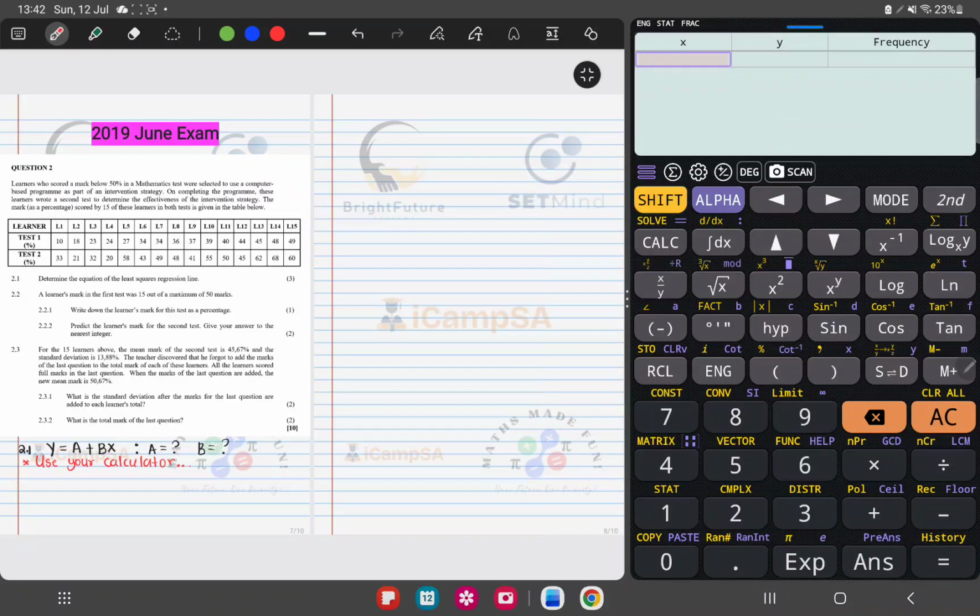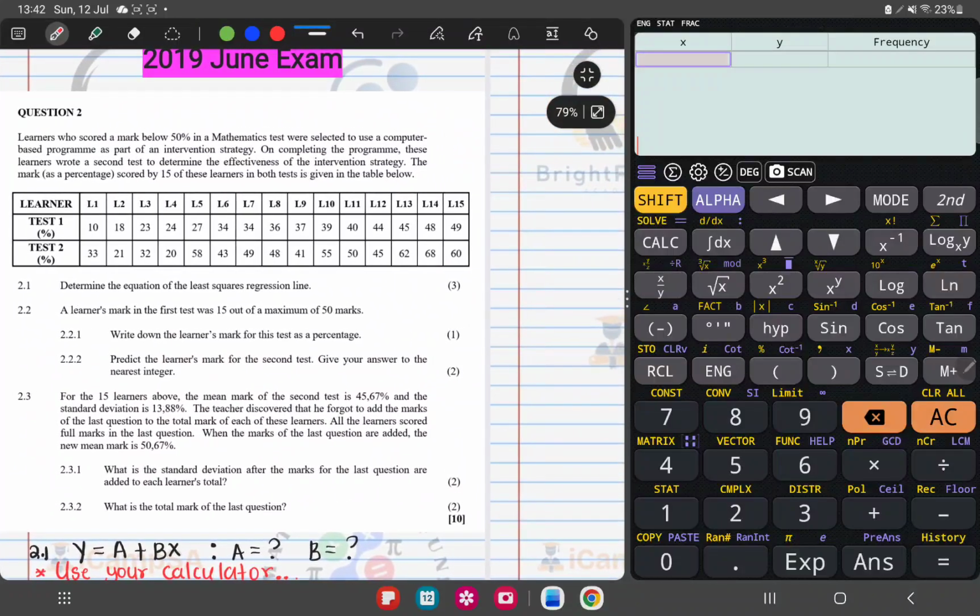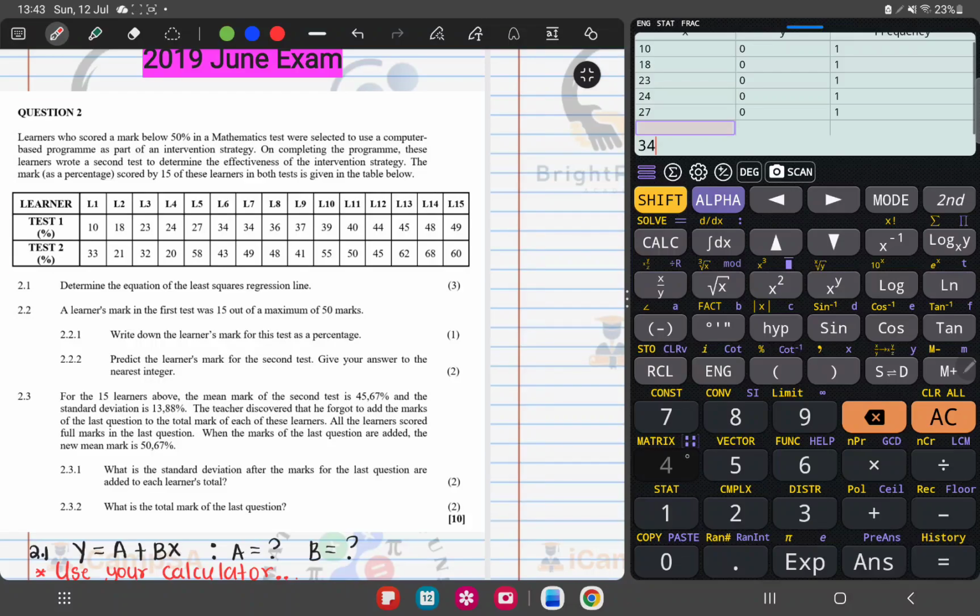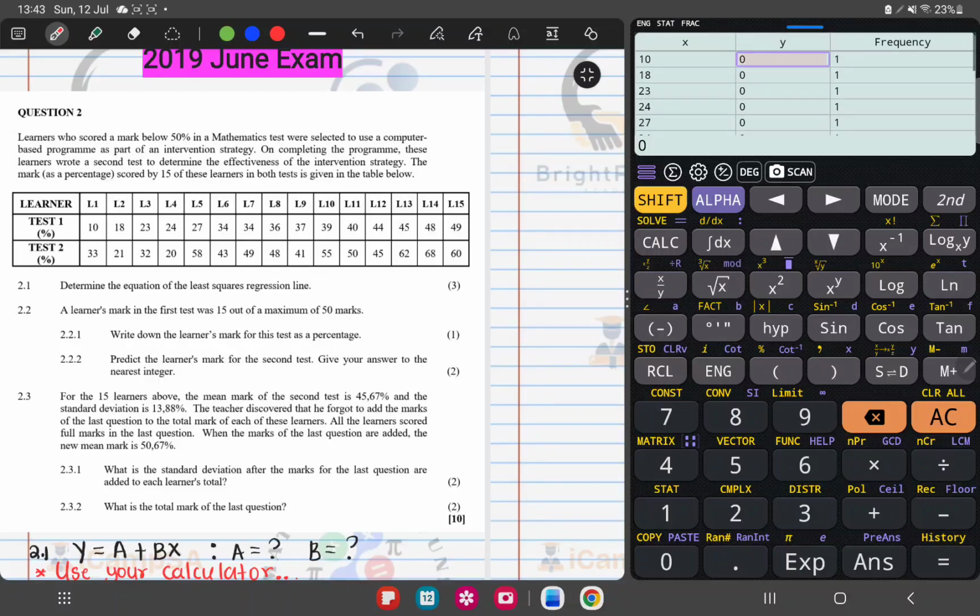So I'm going to remove this and I'm going to try and put in this data here. So I'm going to have a 10, then 18, if you look carefully, 23, 24, 27, 34, and 34, 36, 37, 39, 40, 44, 45, 48, 49. Okay.